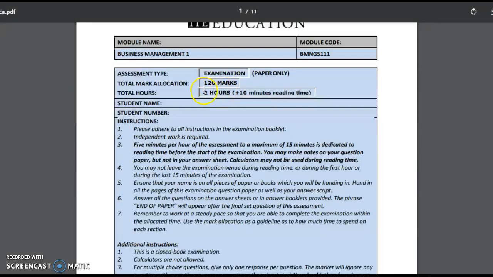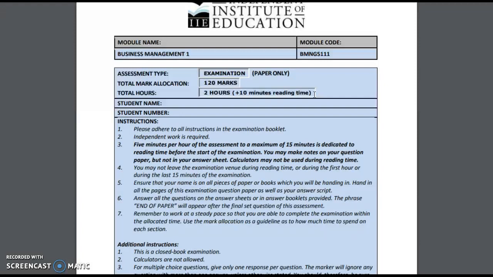First of all, you can see with this paper it is a 2-hour with a 10-minute reading time. Now your 10 minutes are your most important time possible. What you need to do in those first 10 minutes is you need to rate your questions. So you identify the questions that you can answer straight away. You identify the questions that you feel you may struggle with. Then when you start your exams, you start with the questions that you are the most confident with.